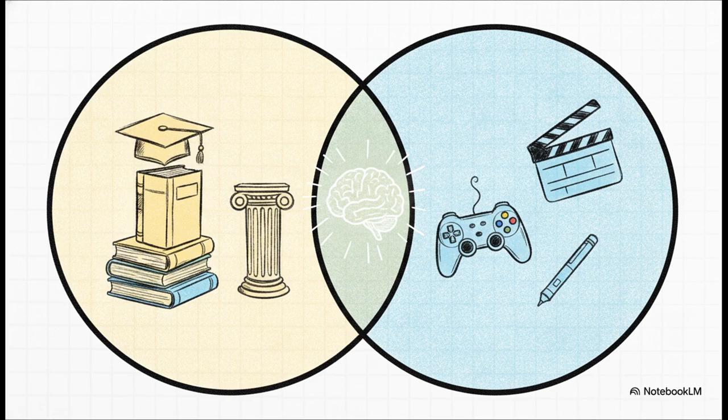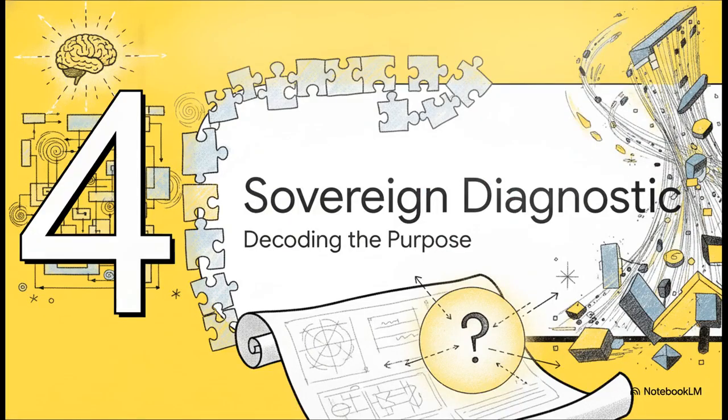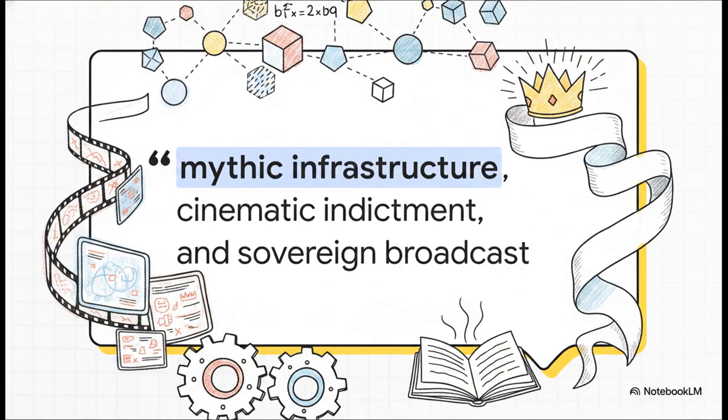We're witnessing the deliberate intersection of pseudo-academia and a digital art and gaming studio. It plants the seed that the cosmic university, the complex math, and the multiverse itself are all pieces of a much larger interactive cinematic project. Which leads us perfectly into Section 4, decoding the sovereign diagnostic. So if this is all a massive art project, what's its actual purpose?